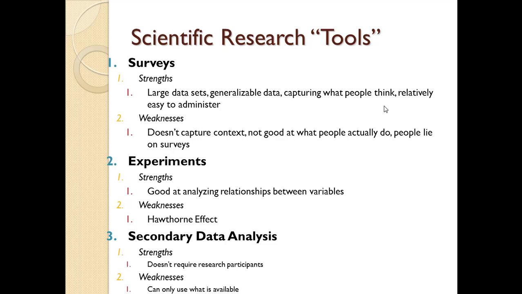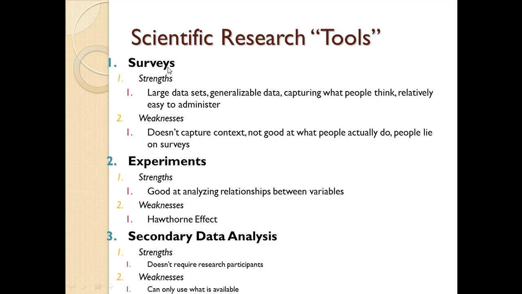Okay, welcome back. So last thing I want to talk about for scientific research is the tools, right? What tools do we have to actually go get information? There's three big ones for this scientific approach: surveys, experiments, and secondary data analysis. And you'll notice there's no perfect tool, right? Every tool has its strengths and weaknesses. We'll talk about ways social scientists try to make up for the weaknesses, but it's important to know, what can your tool do and what is it not very good at doing.